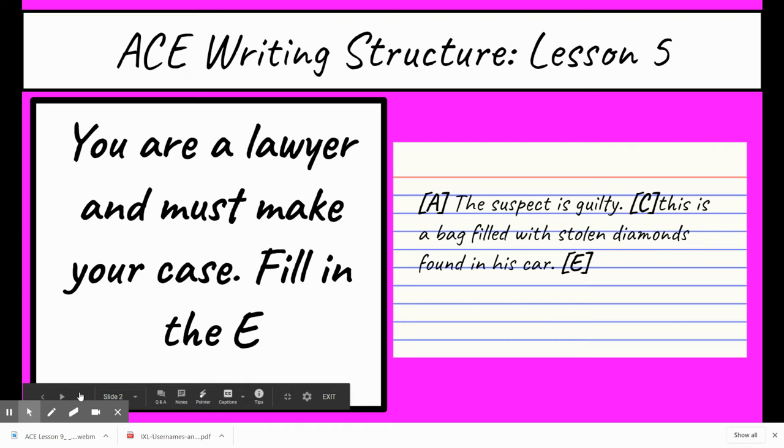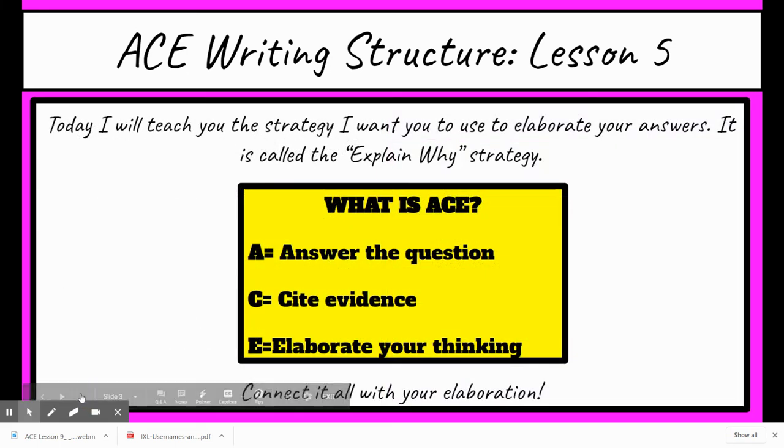So let's start with a little bit of practice here. You're a lawyer and you have to make your case. I want you guys to fill in the elaboration portion of this lawyer's argument. He makes the claim, or she makes the claim, the suspect is guilty, and then shows evidence. This is a bag filled with stolen diamonds found in his car. I want you guys to fill out the elaboration. Tell your jury why it matters. Why does this bag of diamonds prove that your suspect is guilty? We'll come back to it at the end.